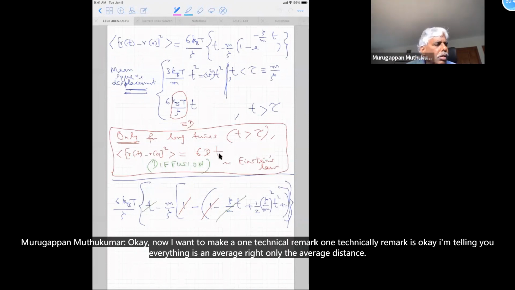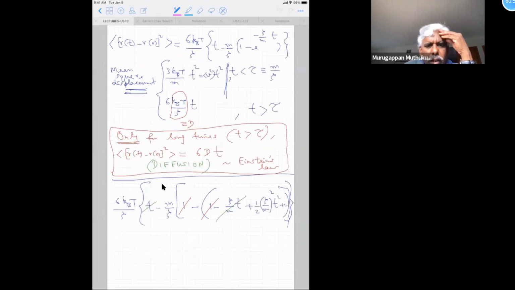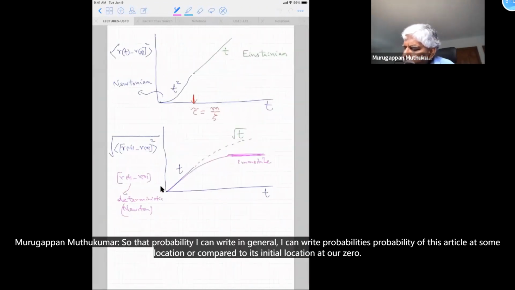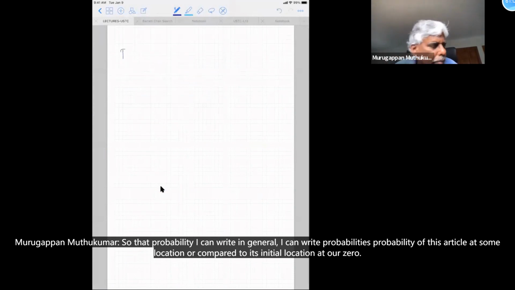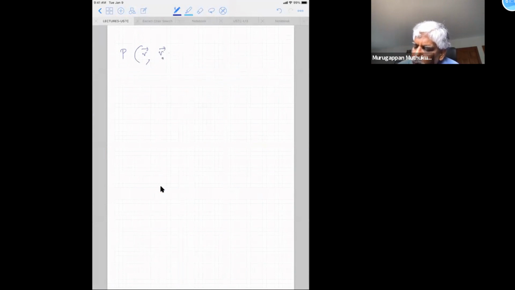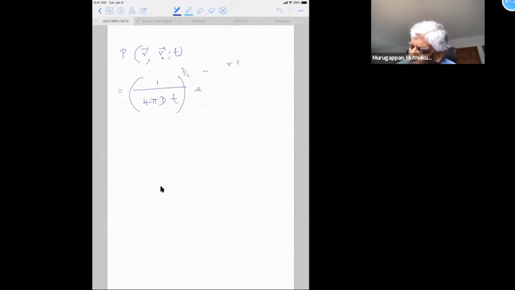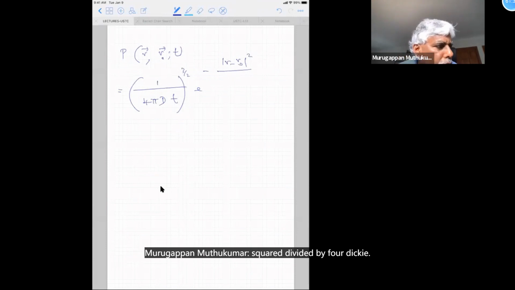Okay, now I want to make one technical remark. I'm telling you everything is an average, only in the average sense. Therefore, we can determine the probability of finding a particle at some position at time t, given it had a position at an earlier time. So I can write the probability of this particle at some location R compared to its initial location at R0 after an elapsed time t. This is equal to, you probably know this already, (4 pi D t) to the power 3 divided by 2, e to the minus (R minus R0) squared divided by 4Dt.